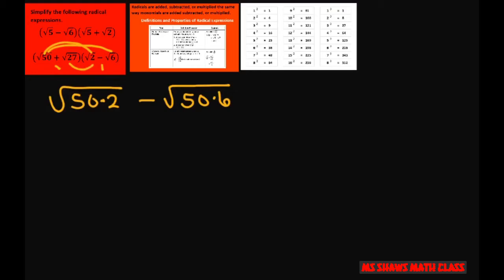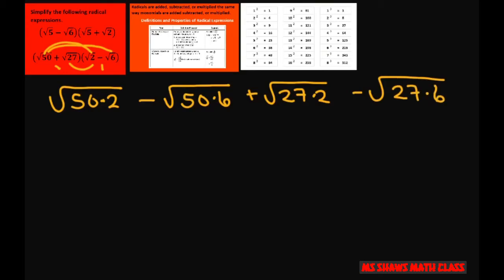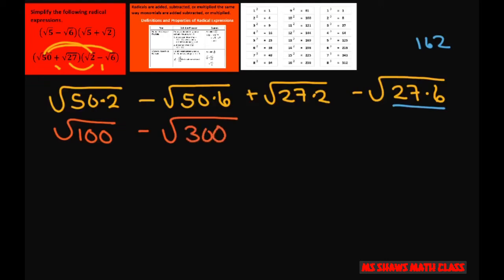Then you do your inner, plus square root of 27 times 2, and then minus square root of 27 times 6. Now, all you have to do is simplify. I'm going to do 27 times 6 real quick. This is going to be 162, so we can work with that later. All right, so this is going to be square root of 100 minus square root of 300 plus square root of 54 minus square root of 162.